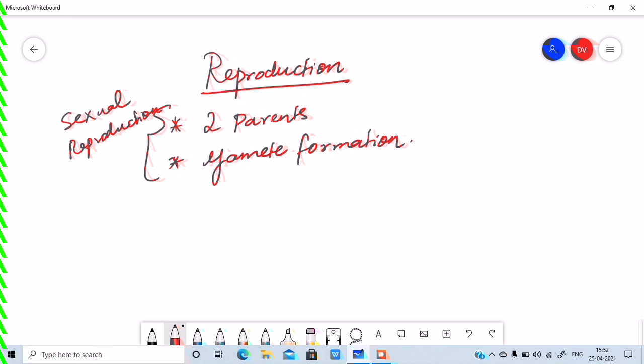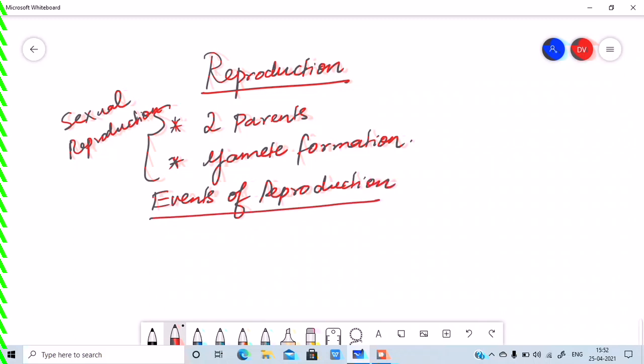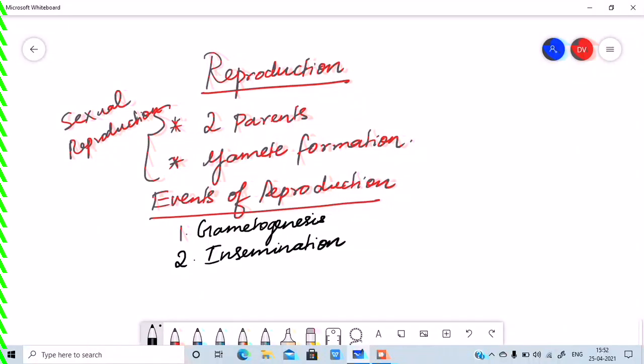Now before that, let me tell you the events of reproduction. The very first thing, as I told you, is gamete formation, which you call gametogenesis. And the second one is something called insemination. You have to know these terminologies, which is why I am introducing them at the very beginning of the session, so that you will not find it difficult when you start learning the other sections. Gametogenesis and insemination, I'll tell you everything.